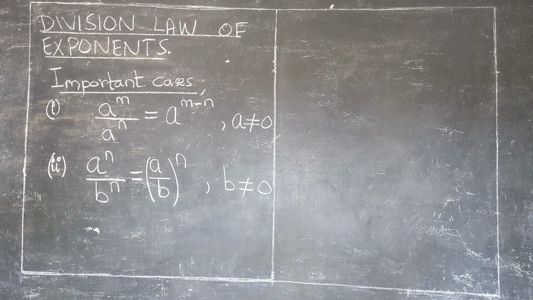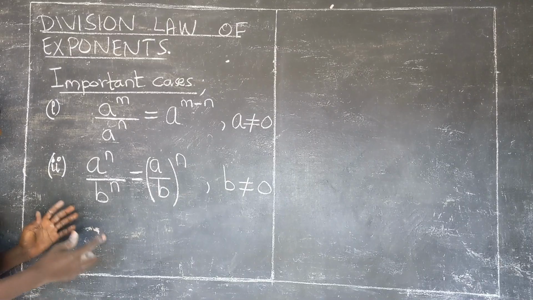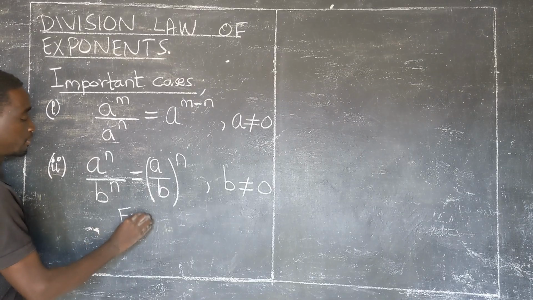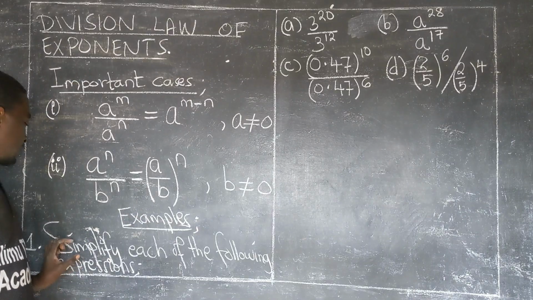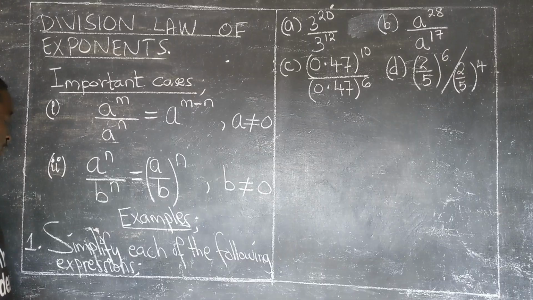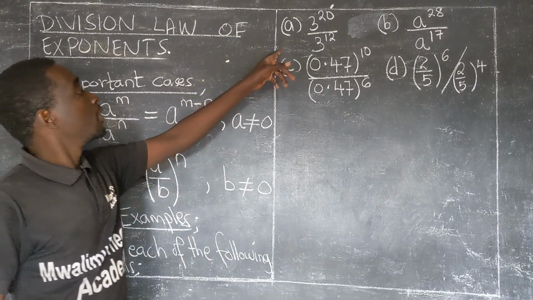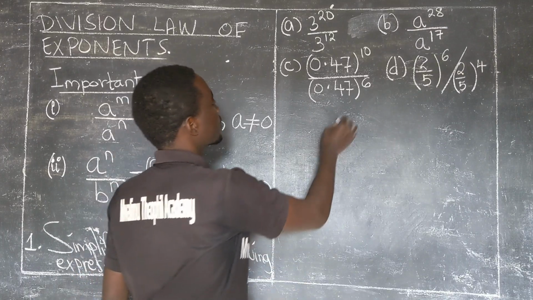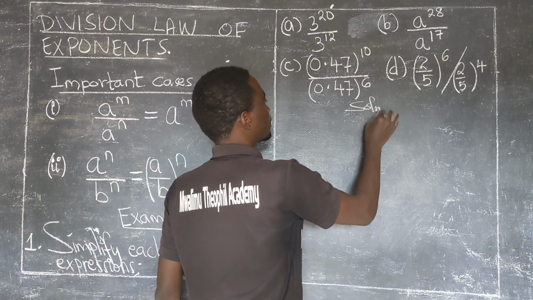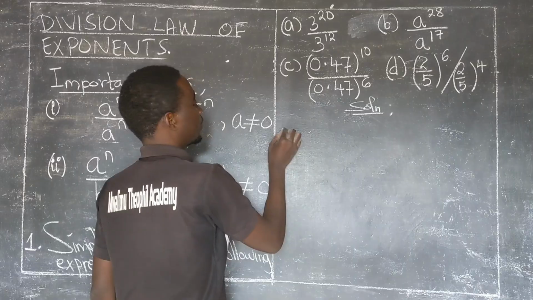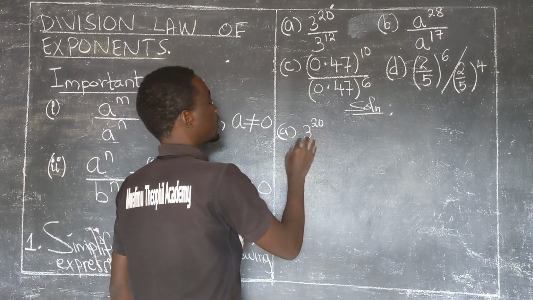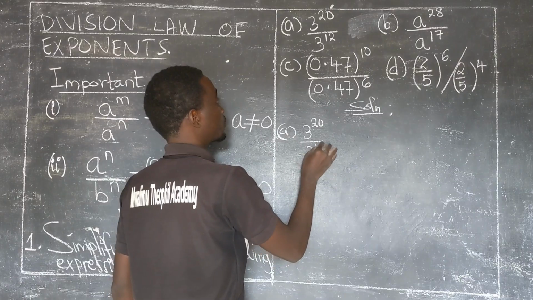After these two cases, now we are going to see various examples concerning the division law of exponents. Example 1 states: simplify each of the following expressions. A, 3 raised to 20 divided by 3 raised to 12. Let's see the solution.